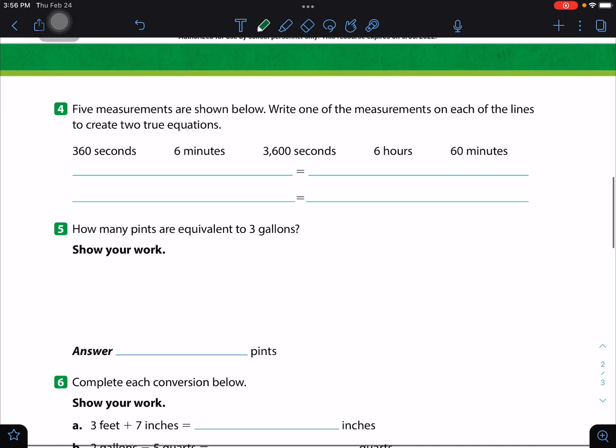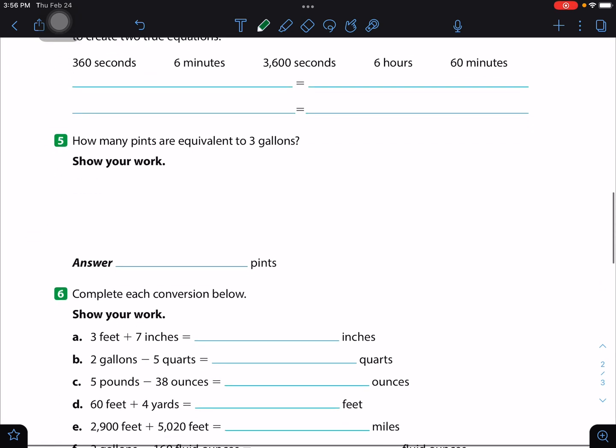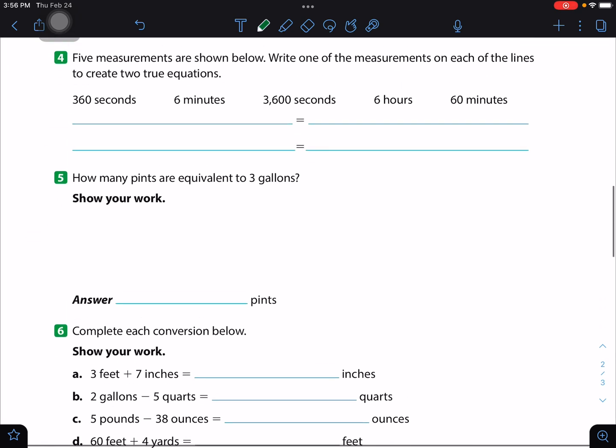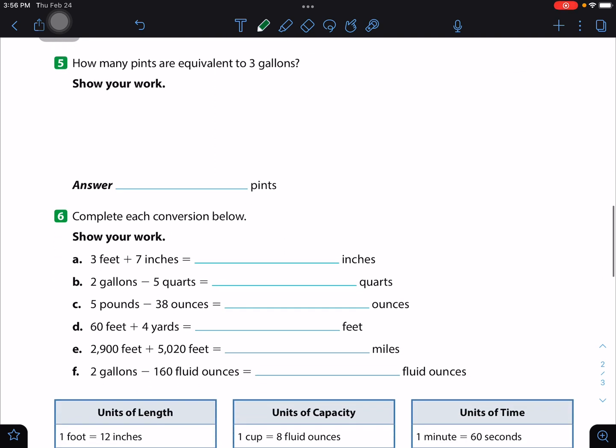So now that we have practiced a little bit, I want to take some time here, and I want you to attempt to answer some of these questions. So you're first going to think about how many pints are equivalent to 3 gallons, knowing that there are 2 pints in 1 quart, and there are 4 quarts in 1 gallon. So something to think about there.